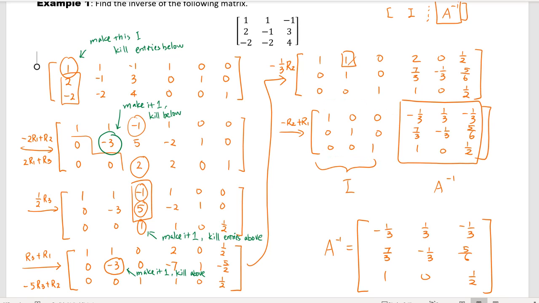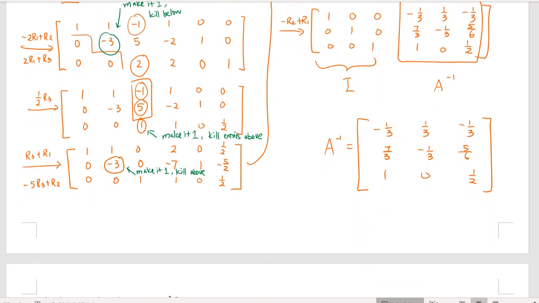And the common mistake is, like I said, when students try to make this guy 1, they touch the first row, which will create non-zero entries here. So just be careful, okay? You want these guys to stay zeros, okay? So this is example 1. Let's continue.